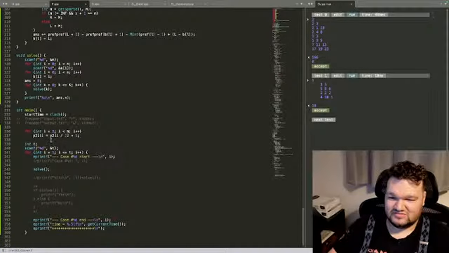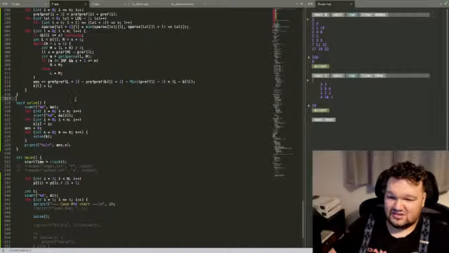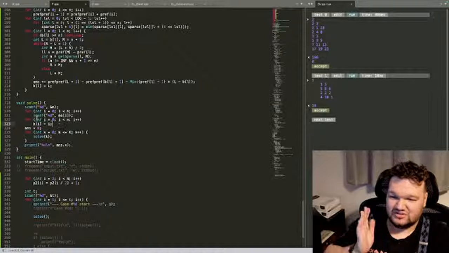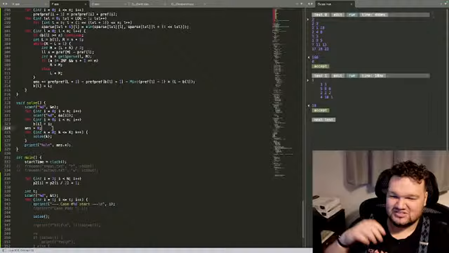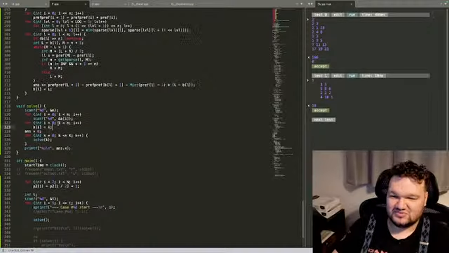Okay, so that's just multitest. Solve. Just read the array. Initiate the borders for every left border, like we didn't find anything yet. Then iterate over all k. Solve k. It will increase the answer and move the borders.